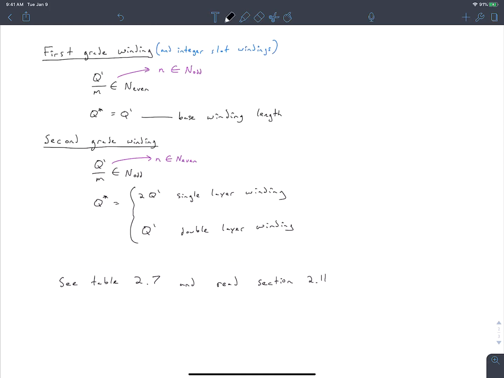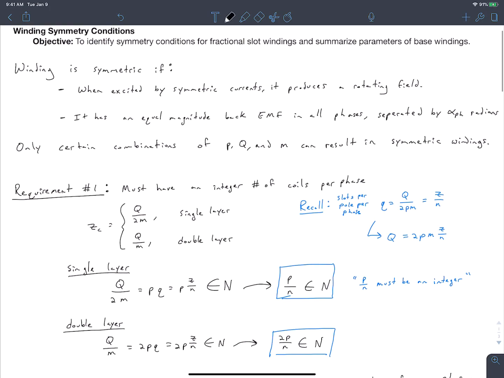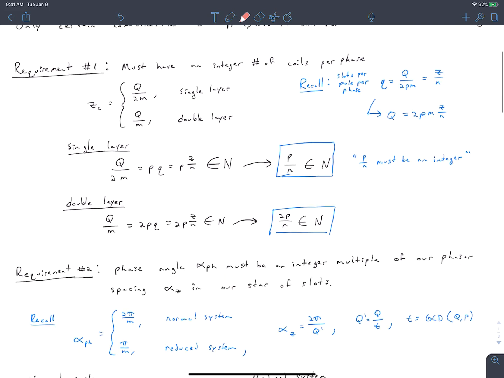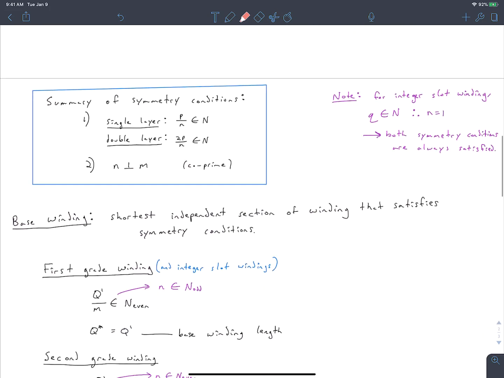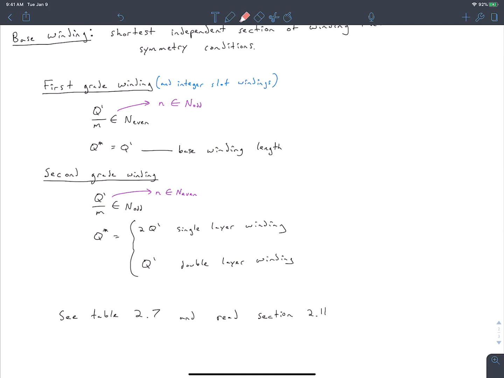So in summary, this video has identified symmetry conditions that can be used to determine whether a fractional slot winding is symmetric, and it summarized parameters of base windings. Both of these analysis techniques are necessary in the design of fractional slot windings. Your very first step in designing a fractional slot winding is going to be to test the number of slots, poles, and phases against the symmetry conditions that are summarized in this box. And categorizing your base winding as a first or a second grade winding is useful in terms of designing it and studying how it's going to behave.